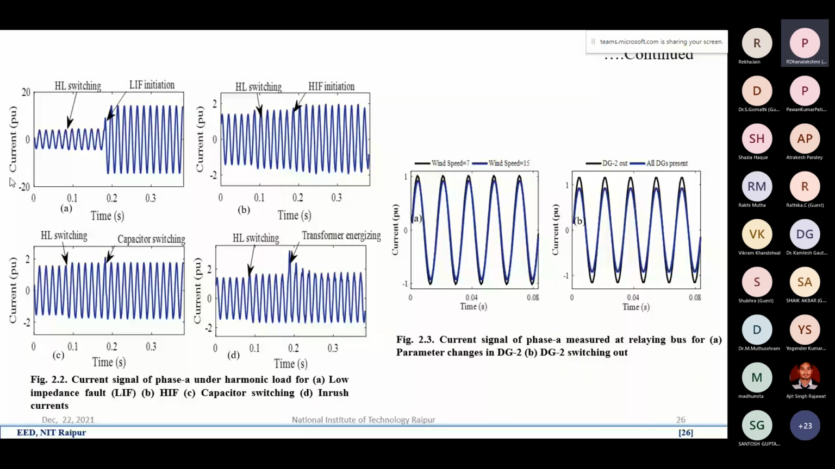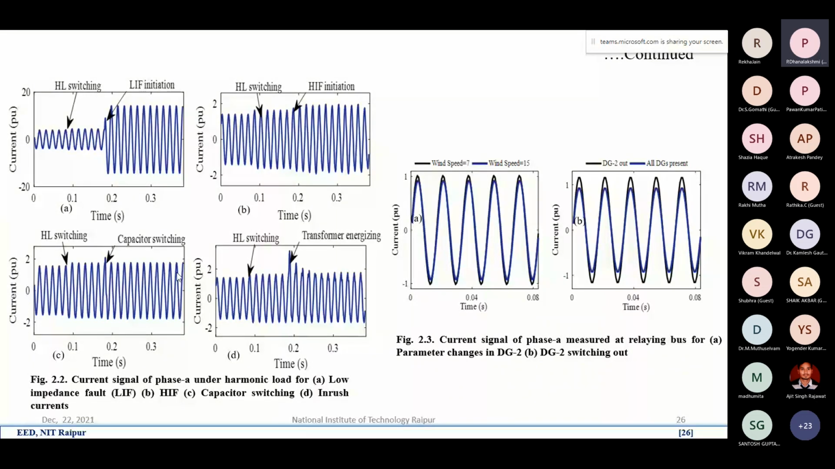So here you can see from the waveform, in case of harmonic load switching at this point, the current magnitude changes as compared to the non-faulty point, but it is not a very drastic change. So the conventional relaying scheme will not be able to identify such things. But a low impedance fault can be easily identified by the conventional overcurrent relays. But the HIF, high impedance fault, is undetected by the conventional overcurrent relay. And due to various switching events, you can see when the capacitor is switched, there is a sudden rise in the current for a short duration, a spike.